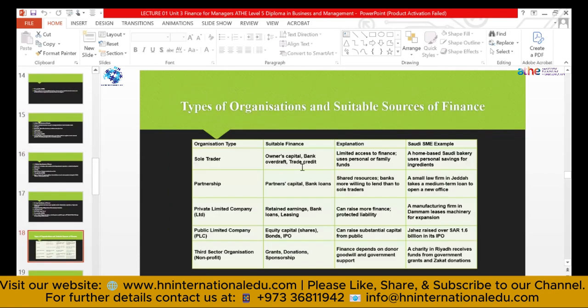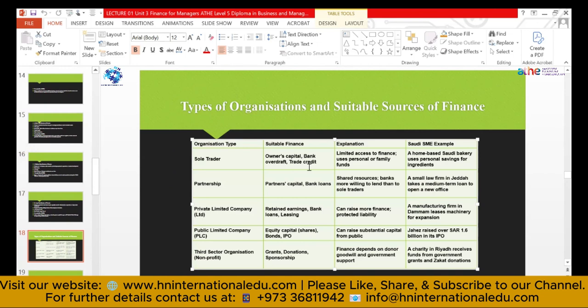Now, these are the types of organization. First we are done with the sources of finance. Now, moving towards the types of organization. We have the type, we have suitable finance, then we have the explanation, and we have the examples. The first type is sole trader. Sole traders, suitable finance is what?